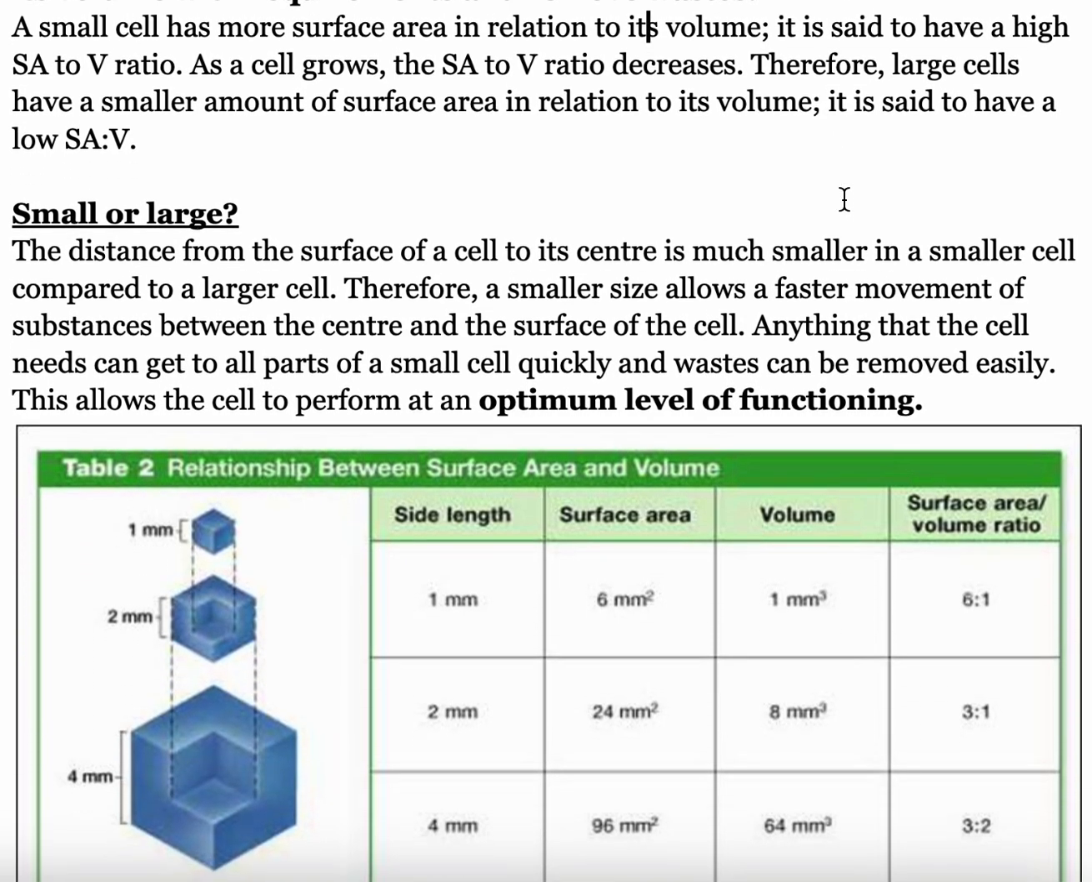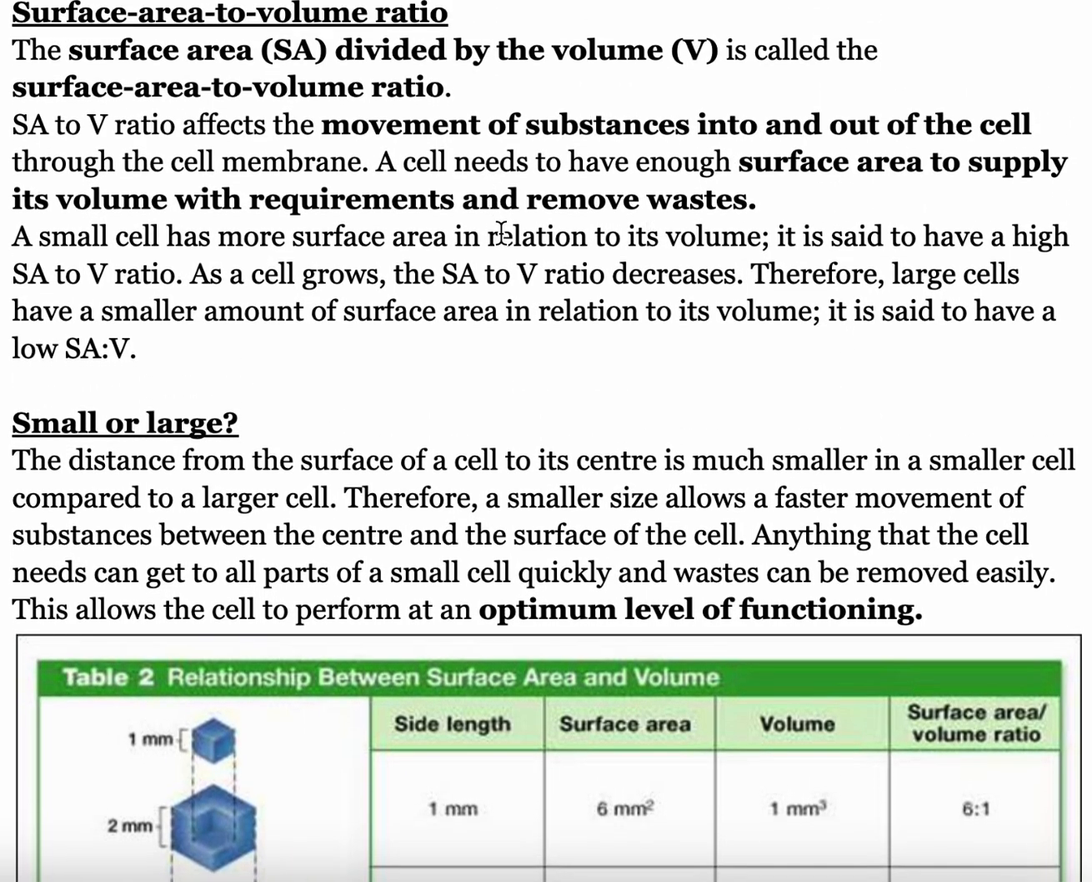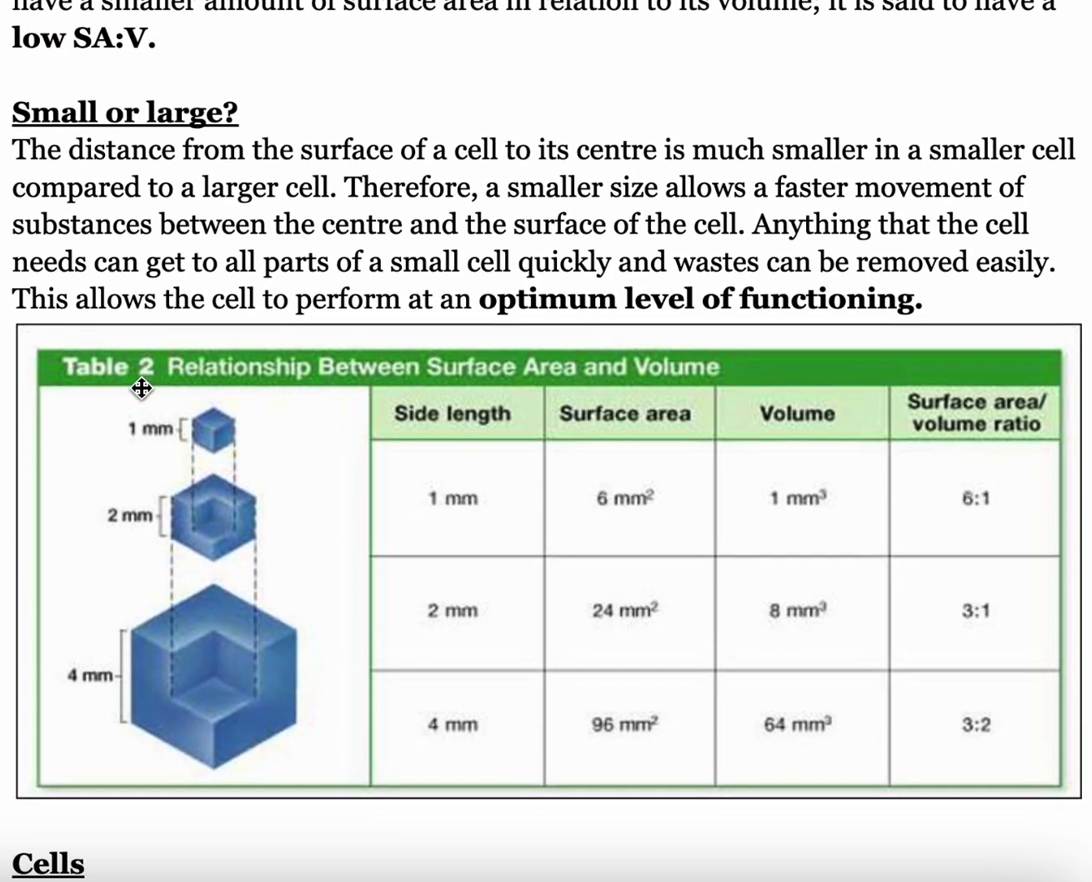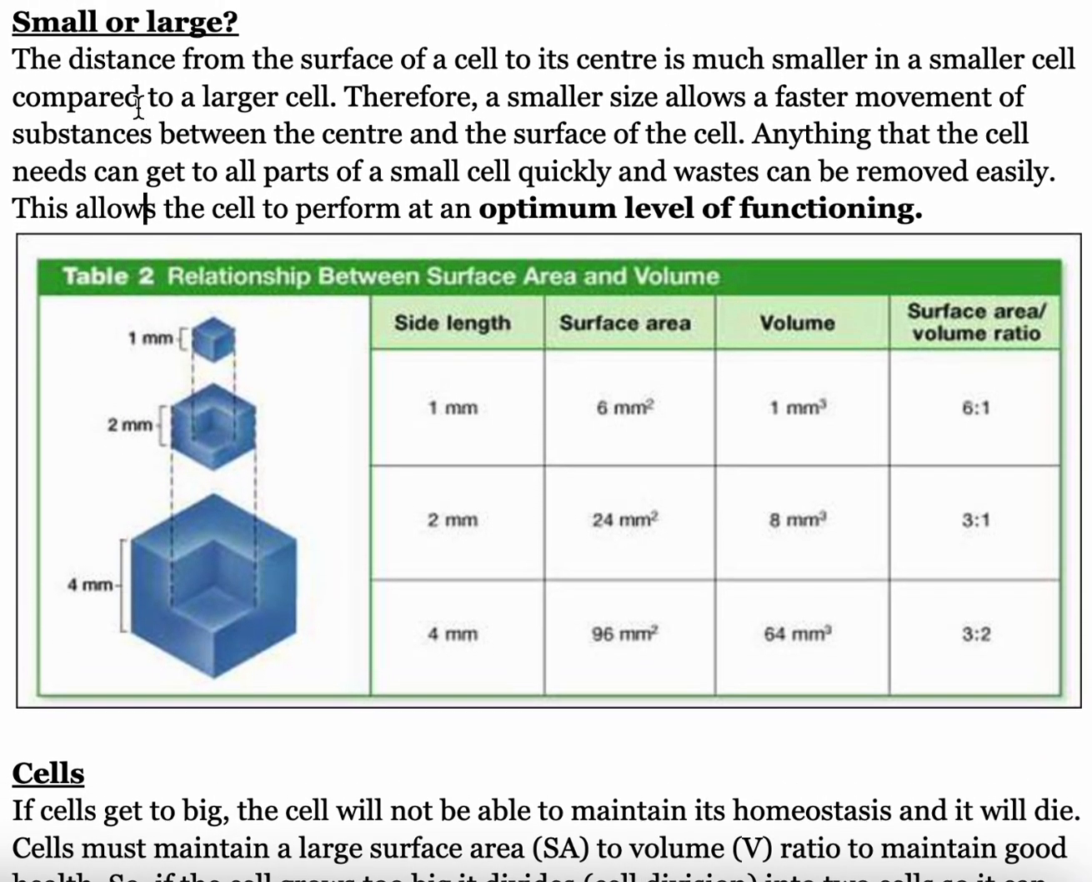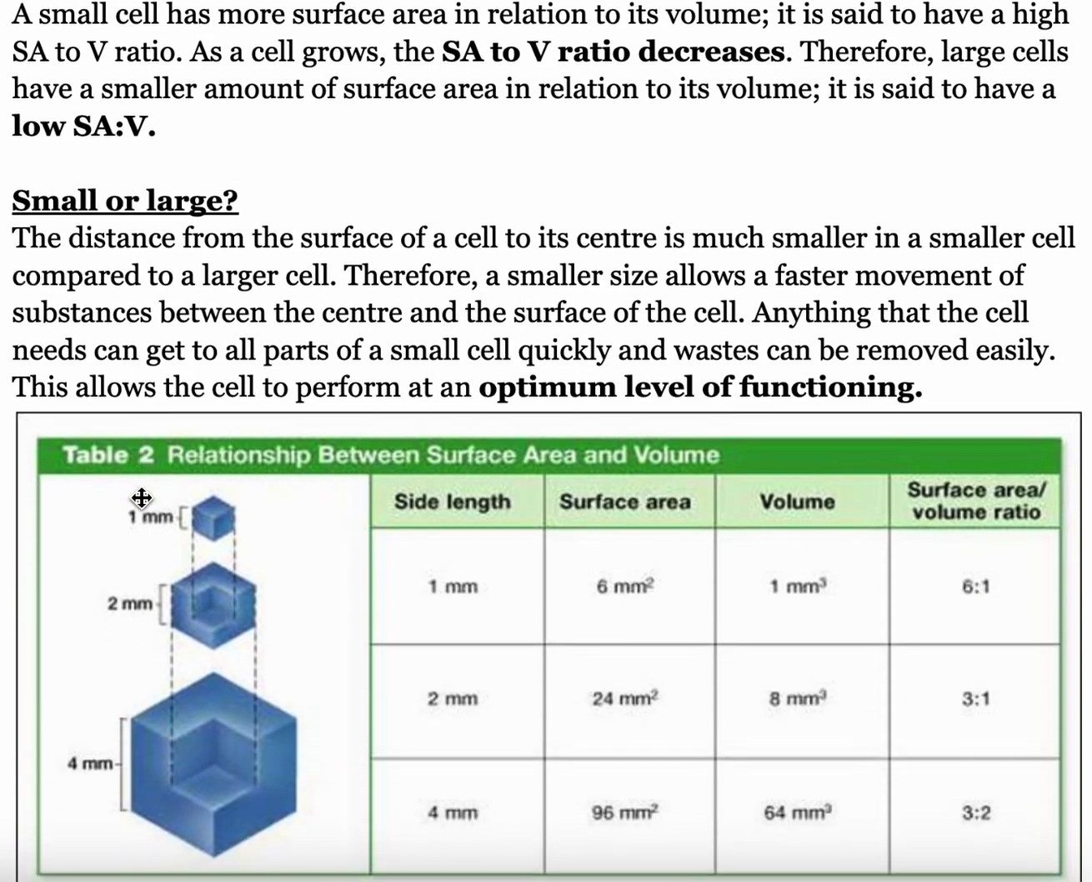A small cell has more surface area in relation to its volume. So as the cell grows, the ratio decreases. Therefore, large cells have a smaller amount of surface area. They have a low SA to volume ratio. Next we'll talk about the transport of materials based on this ratio.